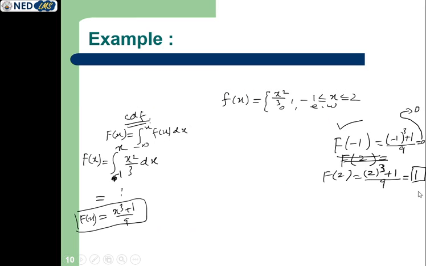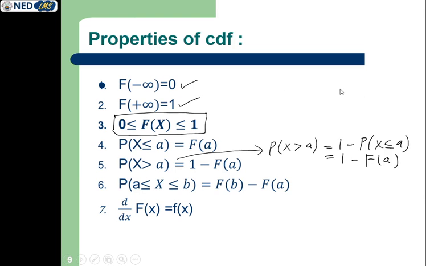Students, why do these images become 0 and 1? See this one, F of minus infinity, the image at x equal to the lower limit, becomes equal to 0. The image at x equal to the upper limit becomes equal to 1. This is necessary, the answer cannot be anything except 0 and 1. The image at the lower limit of the CDF must be 0, and at the upper limit must be 1.